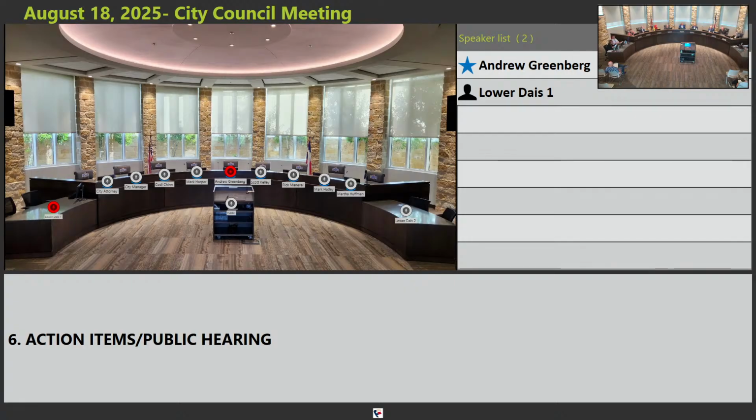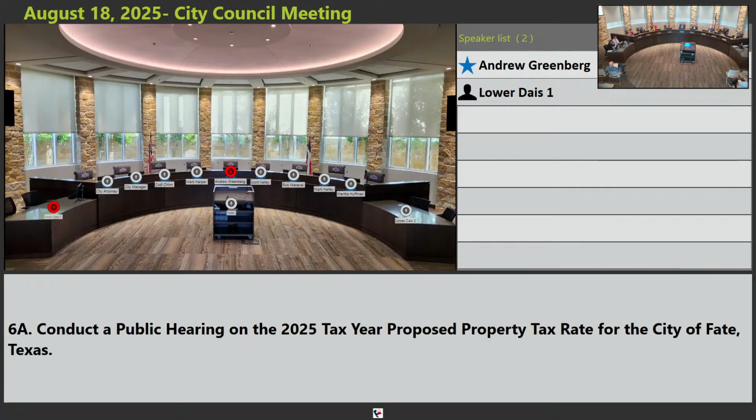Next will be agenda item 6A, conduct a public hearing on the 2025 tax year proposed property tax rate for the city of Fayette, Texas. Okay, so we will open up the public hearing for the 2025 proposed property tax rate for the city of Fayette, Texas at 6:19 p.m. And how many people did you say we had ready to speak? We have 2 people signed up to speak, and then we have 2 people that are opposed to a tax increase that do not want to speak but want their opposition on record. Okay, so first will be Lauren Megacy, address 111 Mustang Drive.